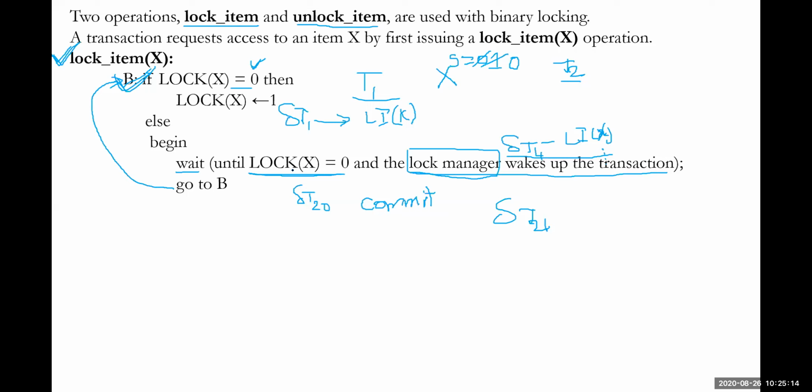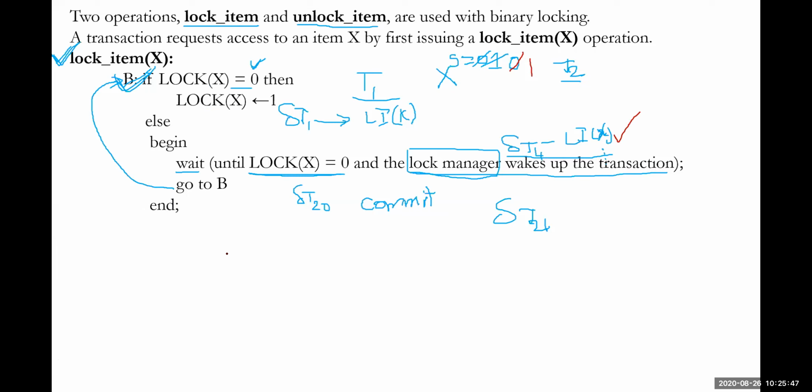If it becomes 0, then it goes to, if lock of X equal to 0, yes it is, then lock of X is changed to 1. Previously it was done by T1, now it has been done by T2, and this particular item will be taken and could be executed right away from delta T21 time onwards, as per this example.